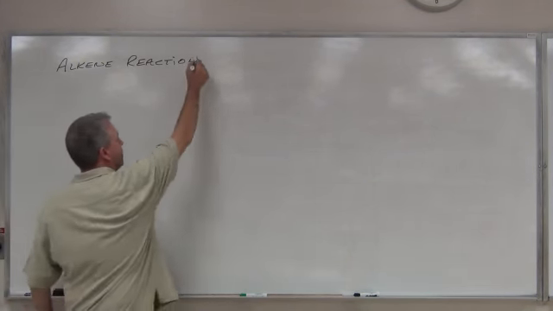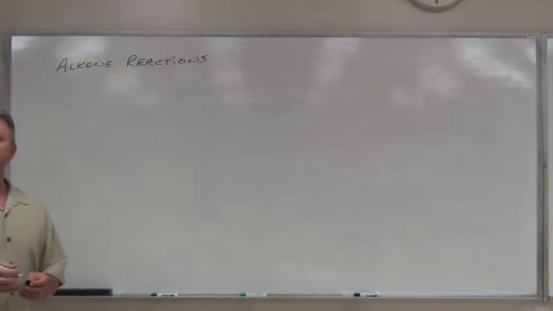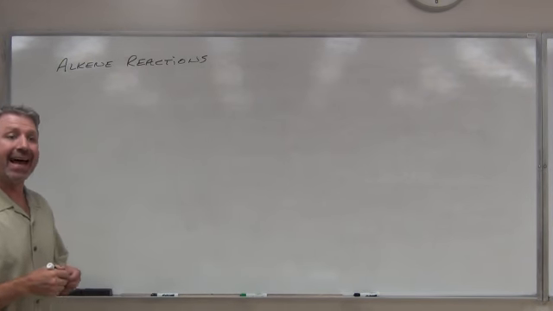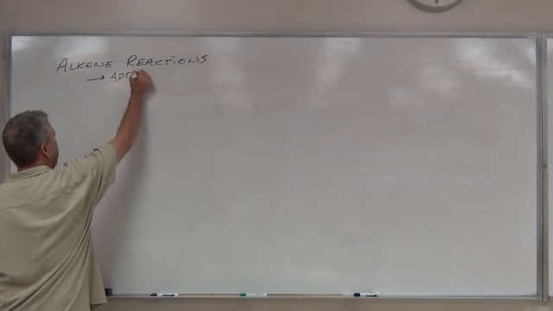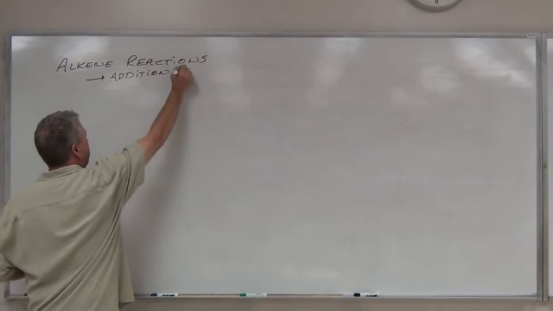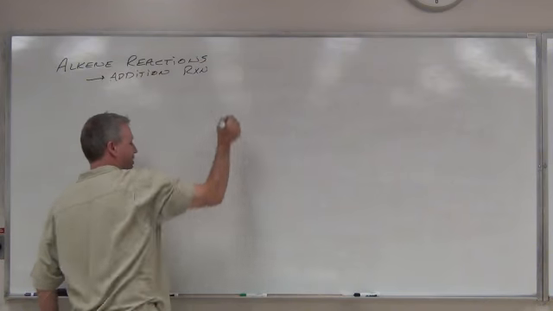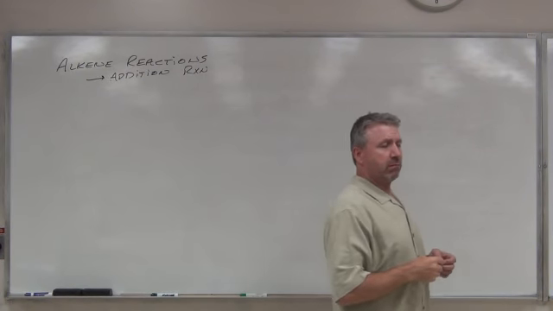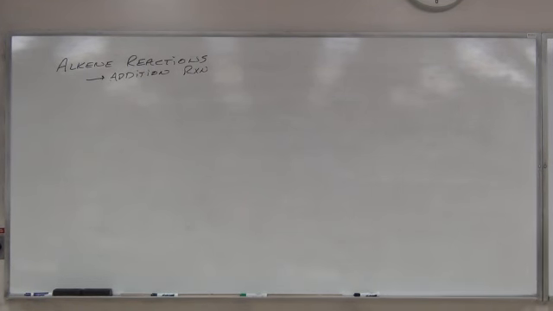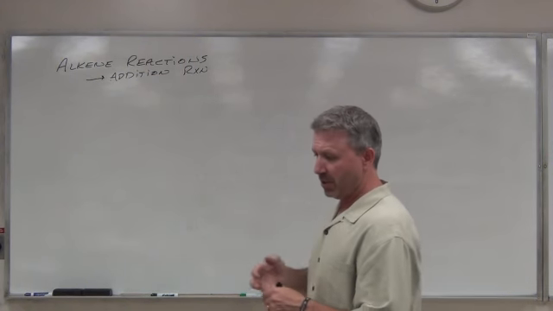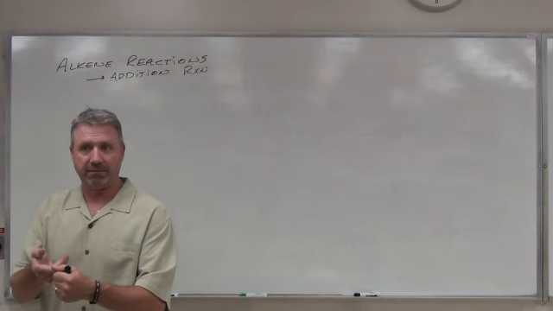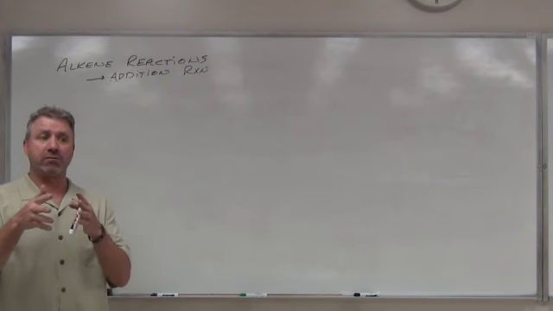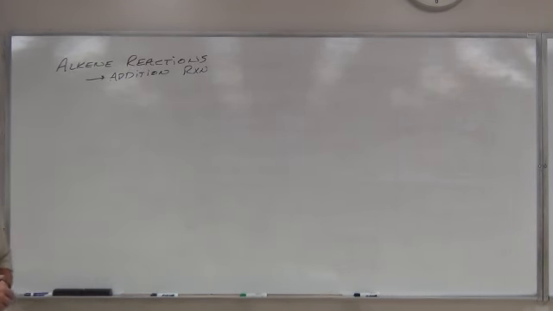Alkene reactions. Generally, these are going to be an addition reaction. Most of organic chemistry can be broken down into one of 3 or 4 types of reactions. You have substitution, you have elimination, you have addition. And then another one in there is radical mechanisms.